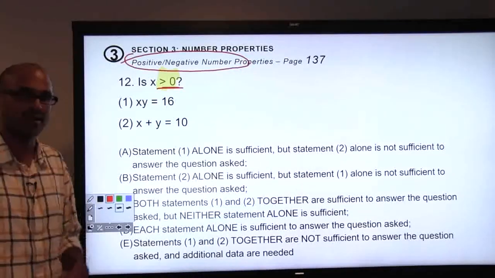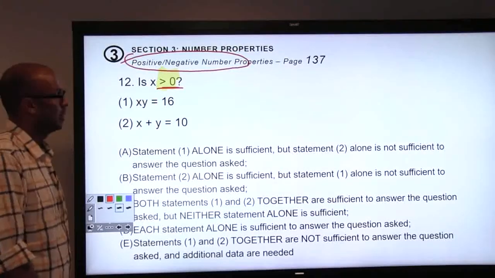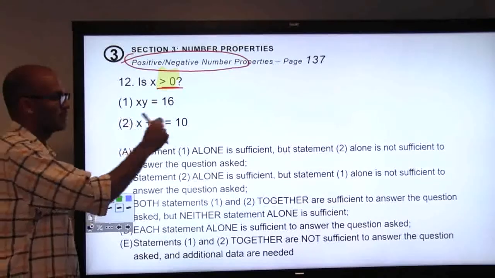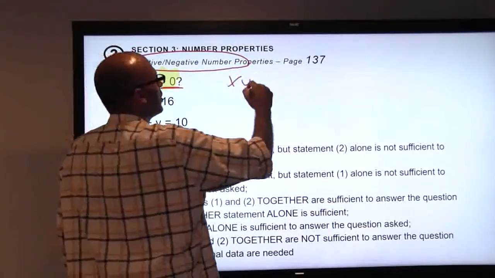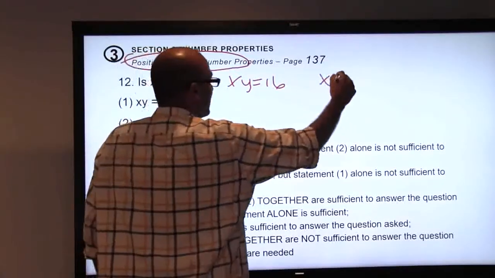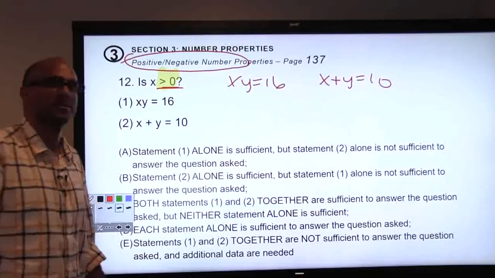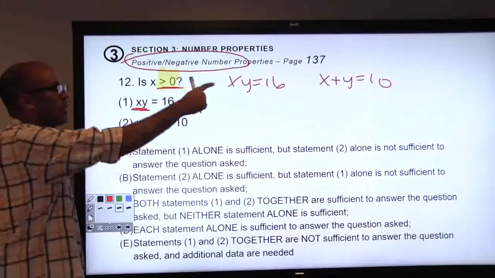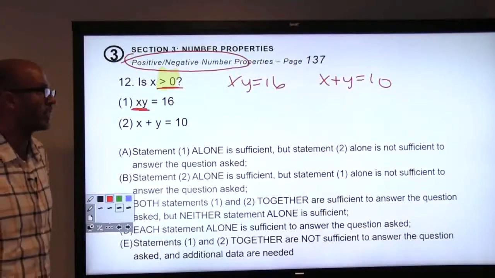So question for you. The question's asking, is X greater than 0? Notice that statement 1 says XY is 16. Statement 2 says X plus Y is 10. What is it telling me about statement 1 here in terms of their signs? What information should I be able to gather about X and Y signs in statement number 1? What do you think here?